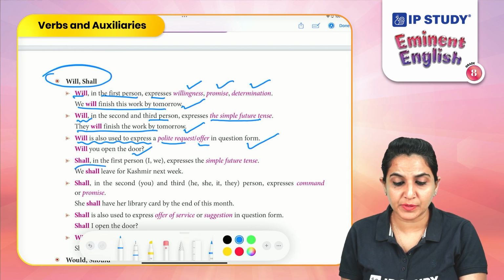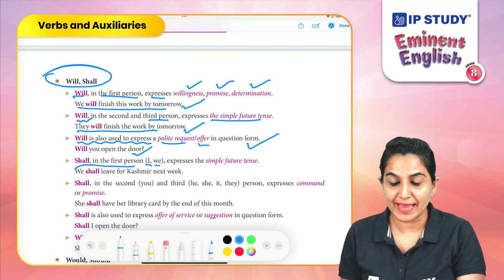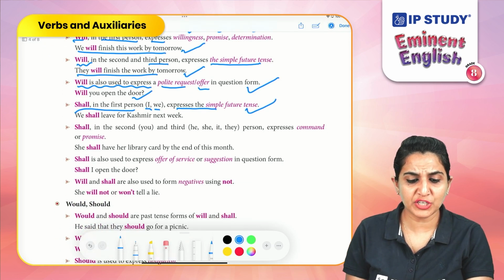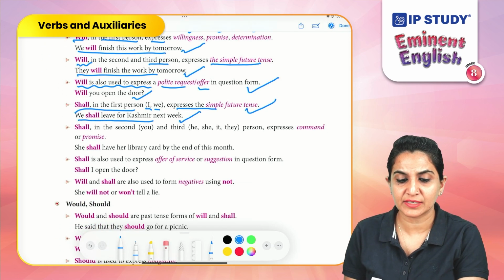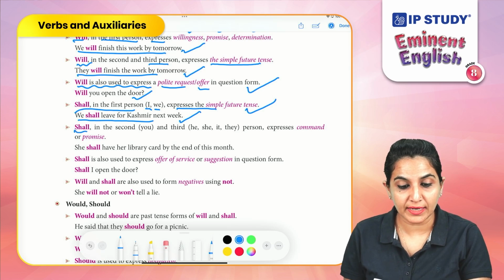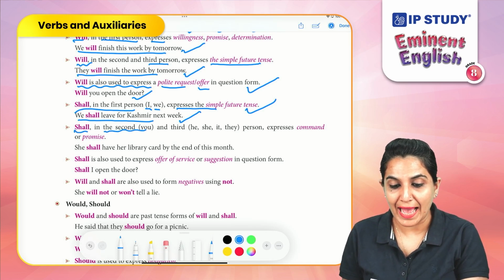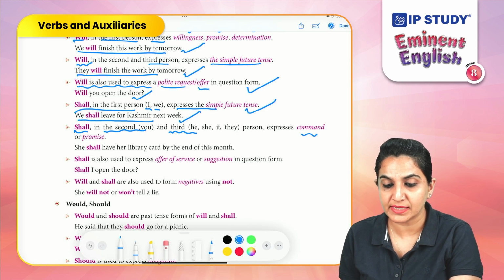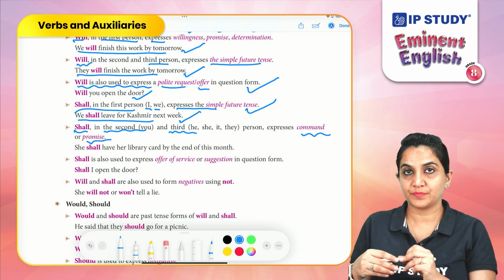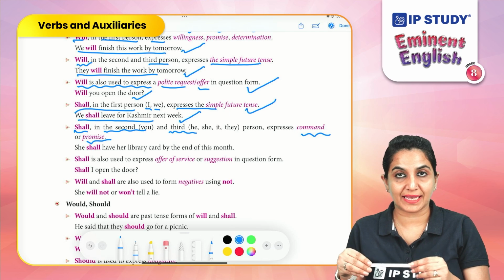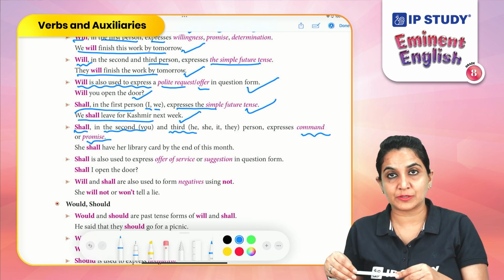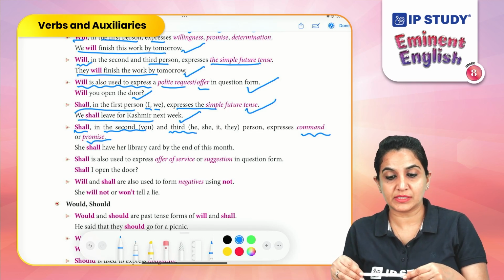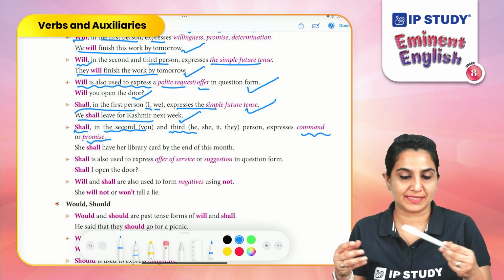Shall in the first person, like I, we, expresses the simple future tense. We shall leave for Kashmir next week. Shall in the second person, you, and the third person, like he, she, it, they, expresses command or promise. So when we use them with the second and the third person, it expresses the command or promise. When we use them with the first person, it is a simple future tense.